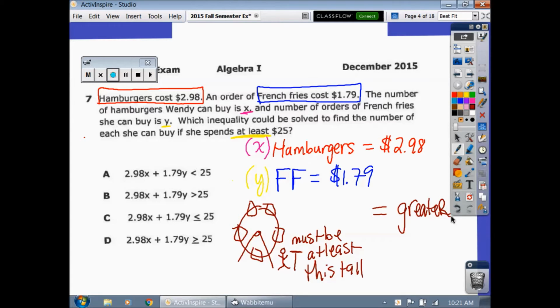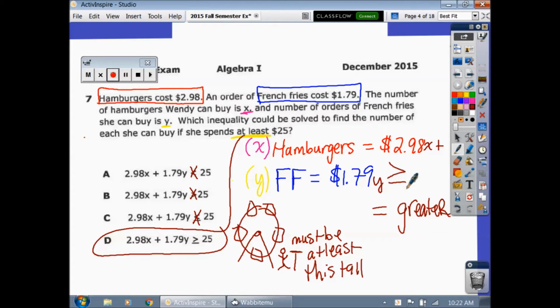So I'm going to find any sign that looks like greater than or equal. This is less than. This is only greater than. This is less than or equal. So just by knowing the words at least, you can already figure out what your answer is. And you can start to match things up here. $2.98 times X plus $1.79 times Y. And they want to spend at least, which is greater than or equal, $25. So our answer is D.